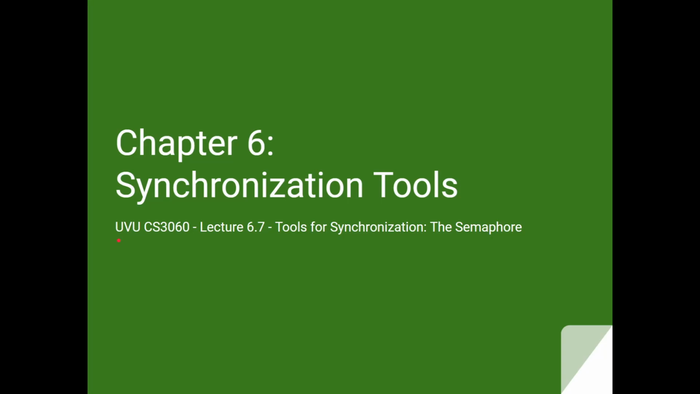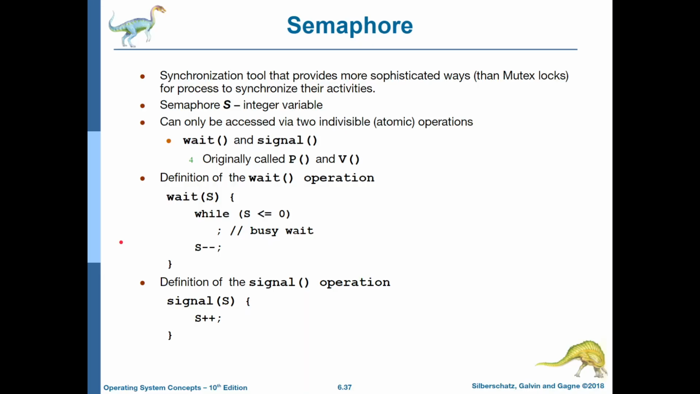Welcome to UVU CS3060 Lecture 6.7, where we discussed one more tool for synchronization called the Semaphore. The semaphore is a more sophisticated locking tool than we had with mutexes. They're kind of the next step beyond mutexes.